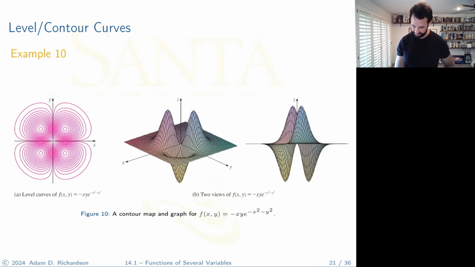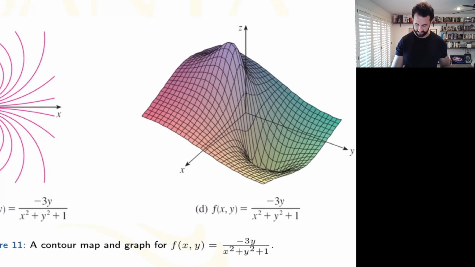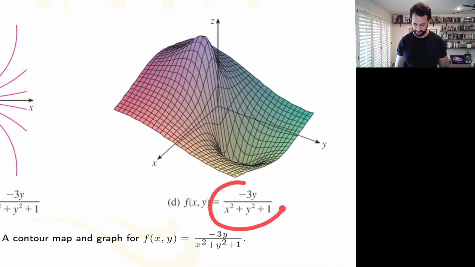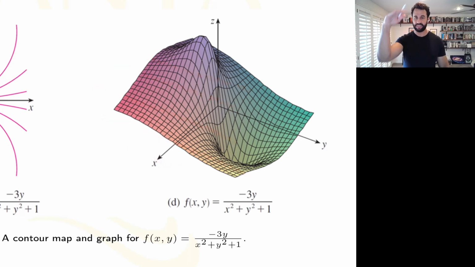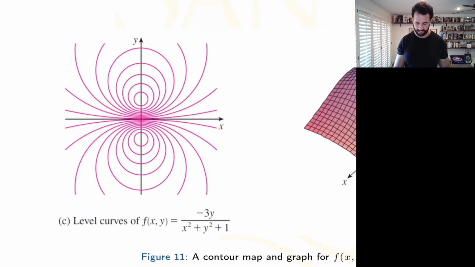Okay, another example. Here is the surface given by the function negative 3y over x squared plus y squared plus 1. And again, just imagine you could slice it and get a bunch of curves in space, and then project all the curves down and you get this contour map.